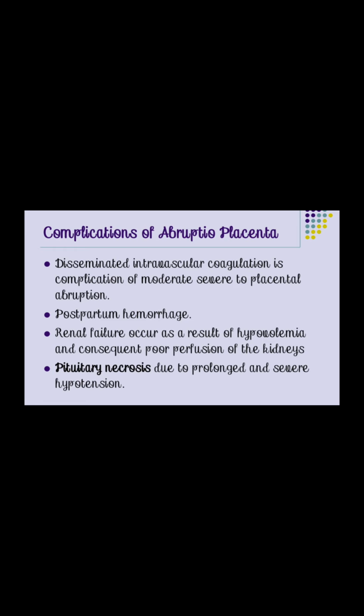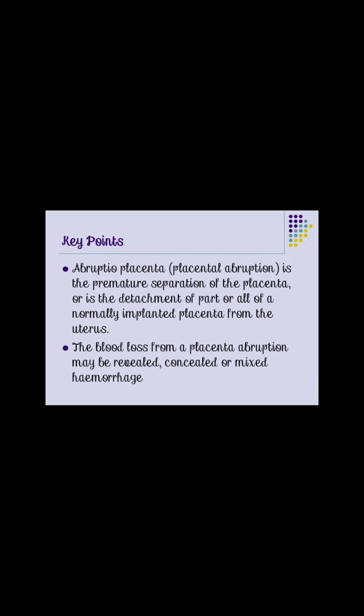Renal failure occurs as a result of hypovolemia and the consequent poor perfusion of the kidney. Kazi ya figo ni kuchuja damu. So kama damu haipo, figo itafanya nini? Figo itapata renal failure, acute renal failure, inaitwa acute kidney failure. But also pituitary necrosis due to prolonged and severe hypotension. Pia inaweza kupelekea necrosis of the pituitary, asilimia kubwa anterior pituitary gland.